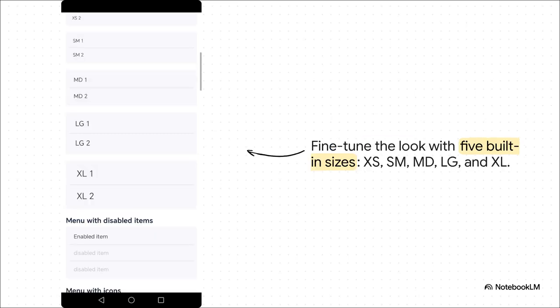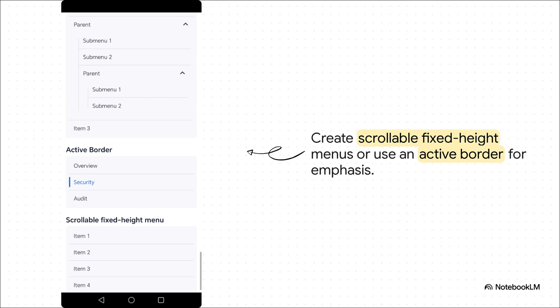And let's talk about control, because this is huge. You are not stuck with a one-size-fits-all situation here. B4X DaisyMenu gives you 5 different sizes to play with, from extra small all the way up to extra large. This means you can dial in the perfect size to fit your design, whether it's a crowded dashboard or a simple touch-friendly app. And the options just keep coming.